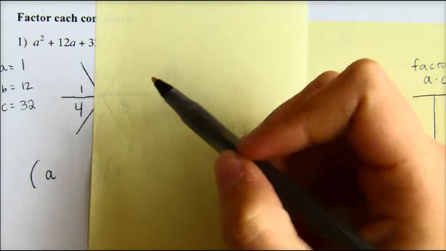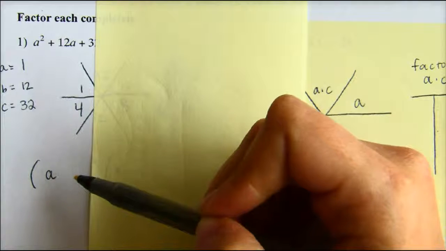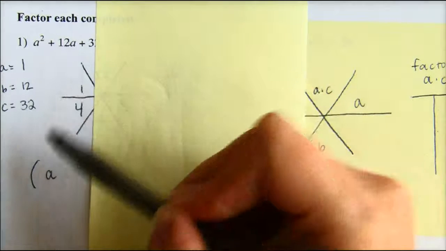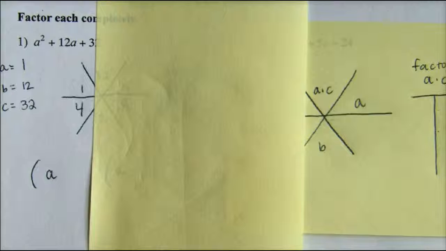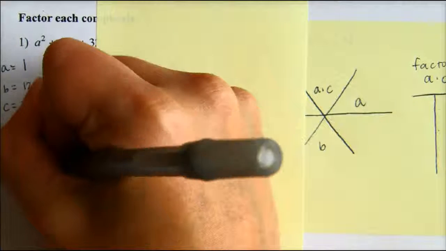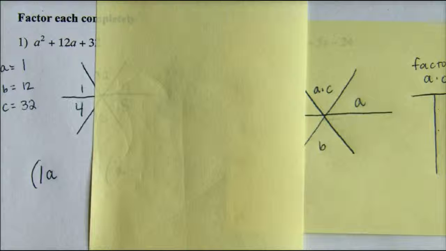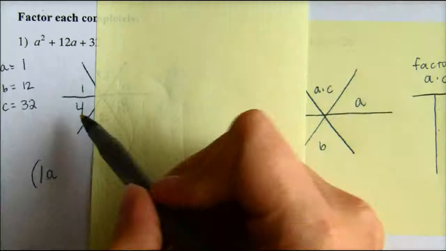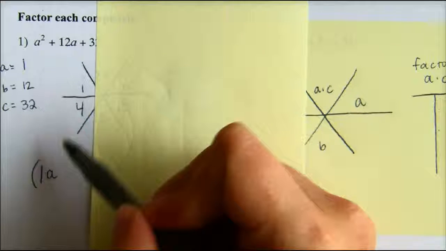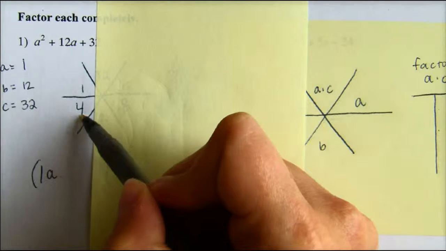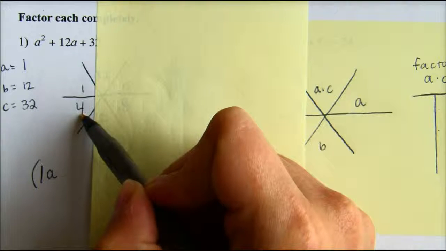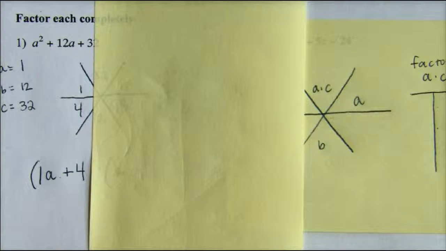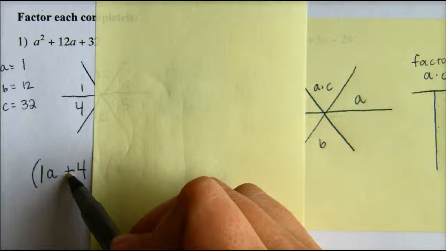So when you're going from your snowflake to your binomial, the number in this position is going to be your coefficient to a. It's going to go in front of a. So since I have a 1 here, I'm going to put a 1 in front of my a. The number on the bottom is the number that I'm either adding or subtracting from this a term. If this number is positive, like it is here with this 4, I'm going to have a plus 4 at the end. If it had had a negative in front, then I would put a minus 4.